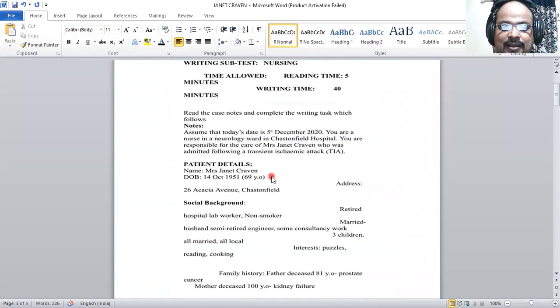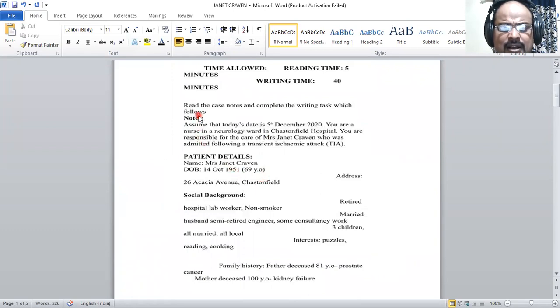You can see from the very beginning, your date today is 5th December, 2020. You are a neurology ward nurse in Chesterfield Hospital. And you are responsible for the care of Miss Janet Craven, who was admitted following a transient ischemic attack. 69-year-old Craven is also from Chesterfield. She is a retired lab worker, and her husband is a semi-retired engineer, 3 children, all married.